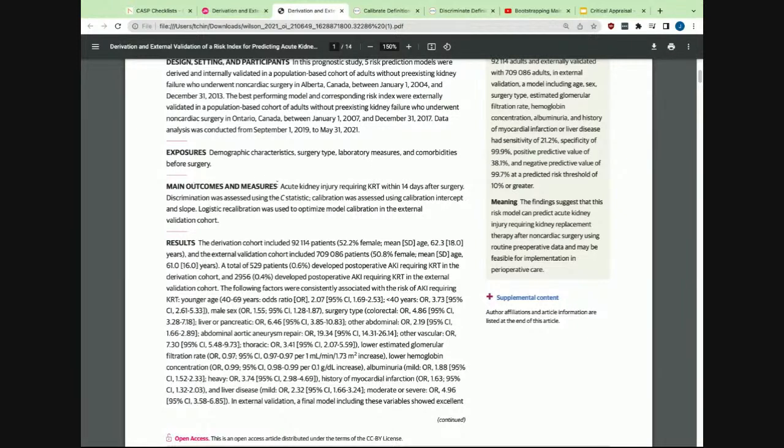What is the outcome and what's the measure? So the main outcome is acute kidney injury requiring KRT. KRT means dialysis within 14 days after surgery. Next is discrimination, was assessed using statistics and calibration.